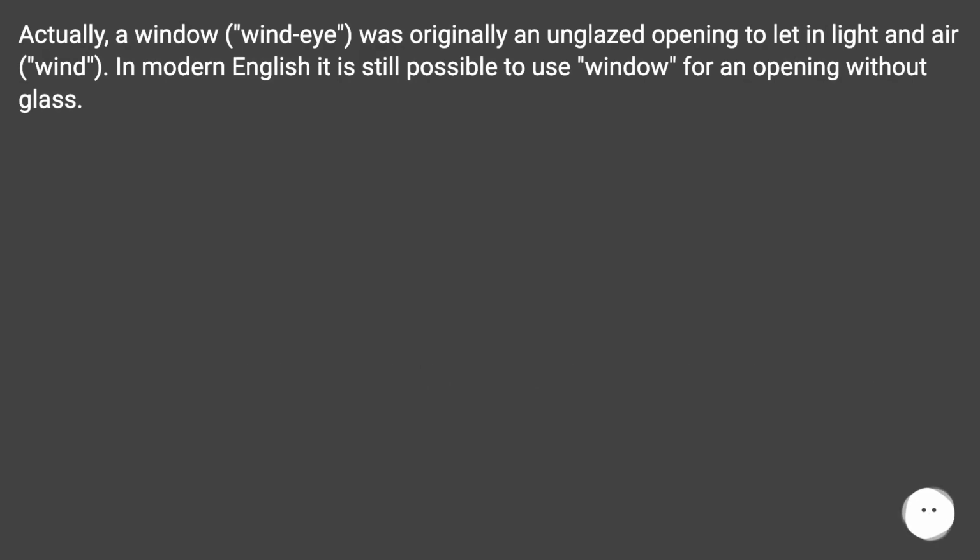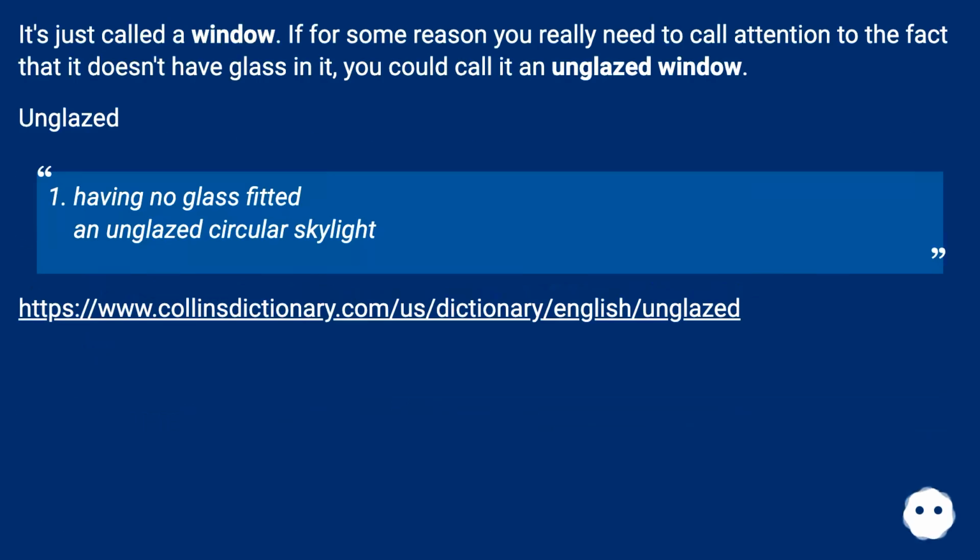Actually, a window. Windeye was originally an unglazed opening to let in light and air, wind. In modern English, it is still possible to use window for an opening without glass. It's just called a window. If for some reason you really need to call attention to the fact that it doesn't have glass in it, you could call it an unglazed window. Unglazed. Having no glass fitted an unglazed circular skylight.